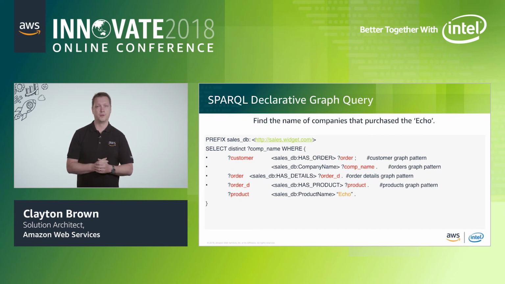Here you can see we join the order to the order details, and finally we have a filter on the product name of Echo. So this is a SPARQL query example where we're asking effectively the same question about finding the names of customers who've purchased an Echo.